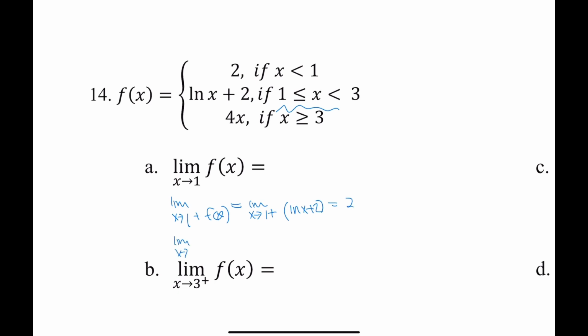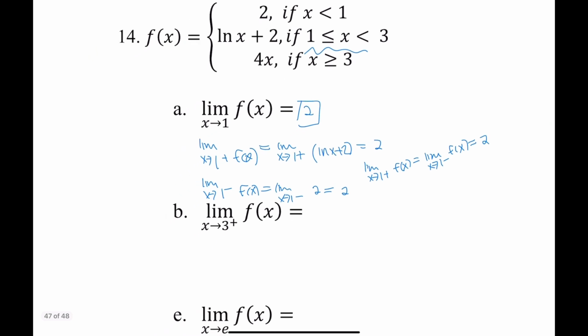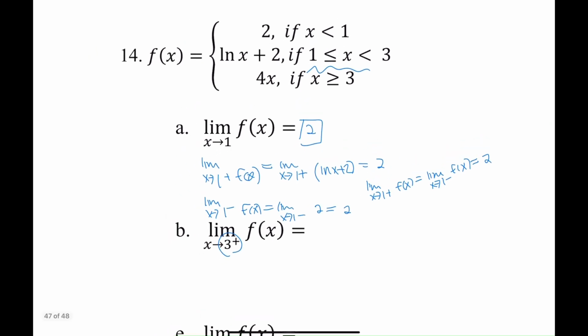And limit as x approaches 1 from the left, f of x would be limit as x approaches 1 from the left of 2, or we get 2 as our answer. This means that limit as x approaches 1 from the right of f of x equals the limit from the left, so limit as x approaches 1 would essentially be 2. This is our answer.